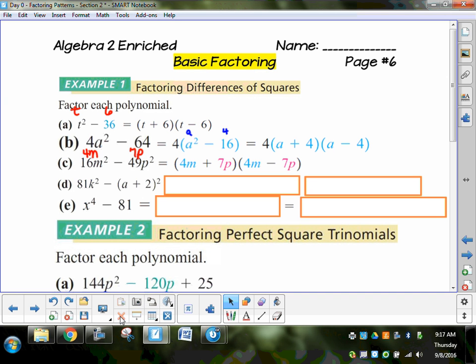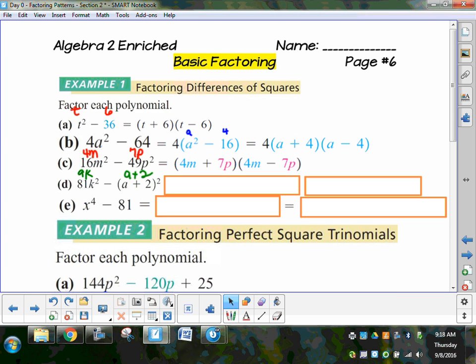I look at this and I say, all right, for D here, there's no GCF, so I look at this and say, well, wait a minute, 81k squared, that's going to become 9k. What's the square root of what's on the right? Hands up, please, if you can tell me. What's the square root of the right? A plus 2. The quantity a plus 2. Now, when we do that out, and the reason I say quantity is sometimes the parentheses will matter and sometimes it won't. This one, it matters partially.